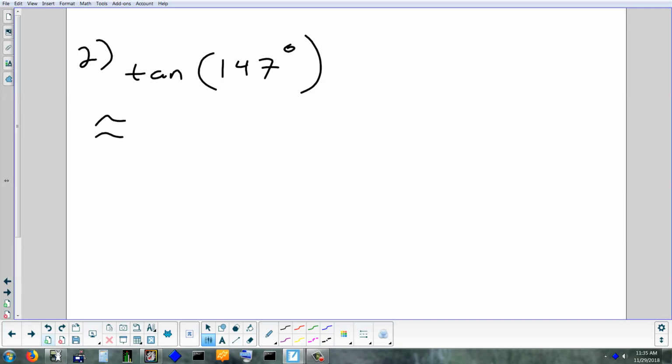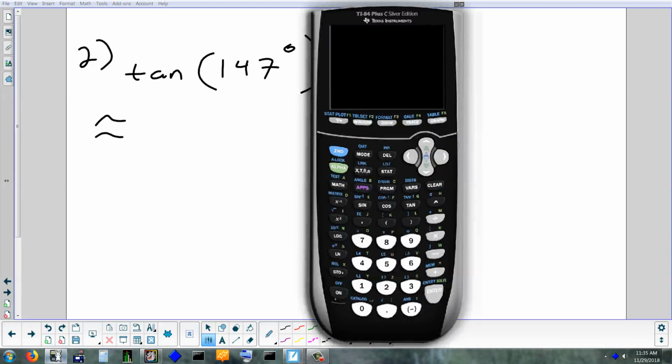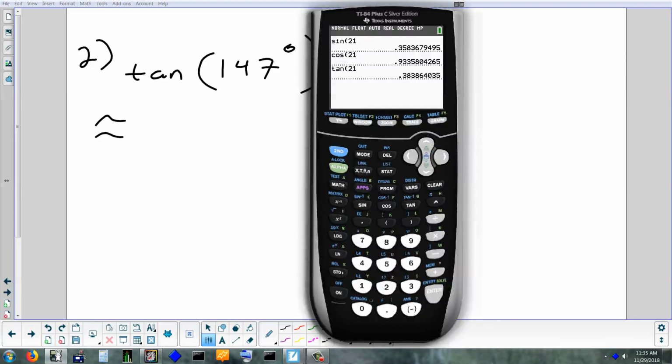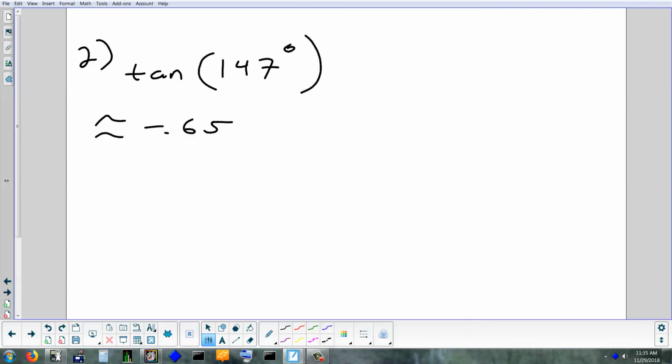There's something about that argument that it's not going to be easy. Yeah? It's not a multiple of 30 or 45. So if it's not a multiple, then you use the calculator. All right, so we're all set. Tangent 147 gives me negative 0.65.